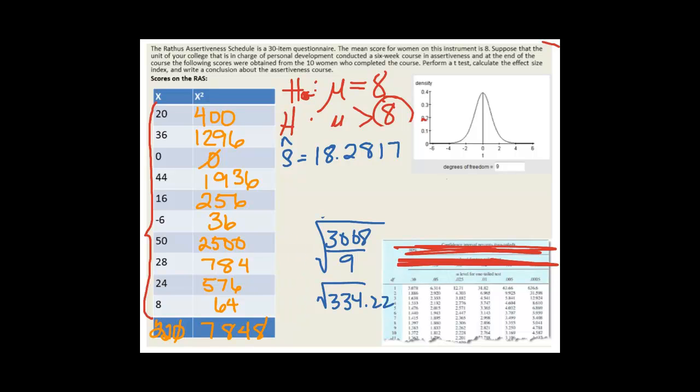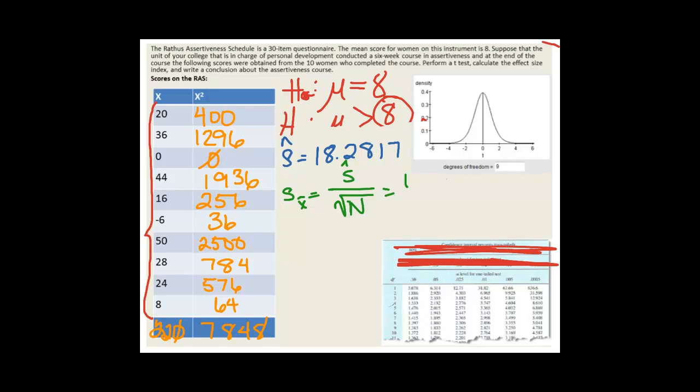Now, be wary. I've seen this happen a lot. People start getting excited and they use the S hat as the standard deviation for the t-test statistic. You can't do that because we're working with a sample mean. So we need S sub x bar, which we find from S hat divided by the square root of n. So I'm going to take 18.2817 divided by the square root of 10, and we finally arrive at the value we need for our formula, which is 5.7812.